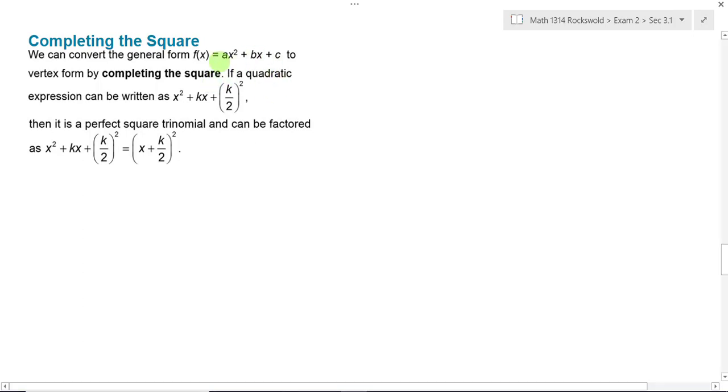The way that we complete the square is we try to find a constant that we can add to the x squared and the x term so that we can write that trinomial as a perfect square. The constant that we end up adding is half of the middle term squared. I'm going to write out the steps for completing the square, and then we're going to work through a problem where we actually do it.